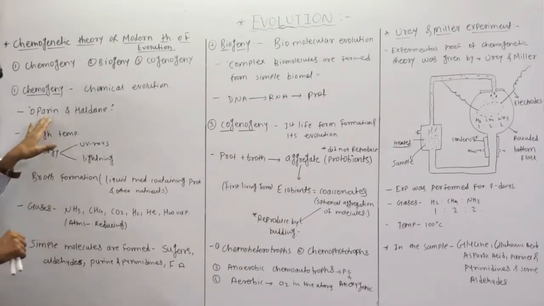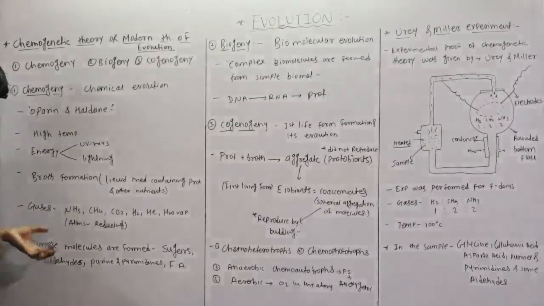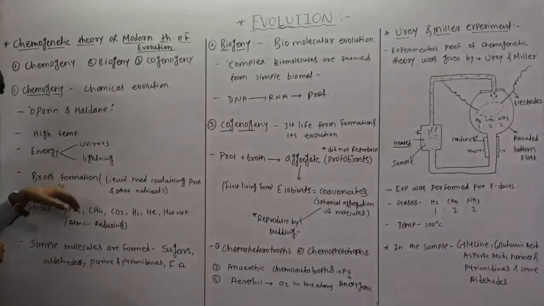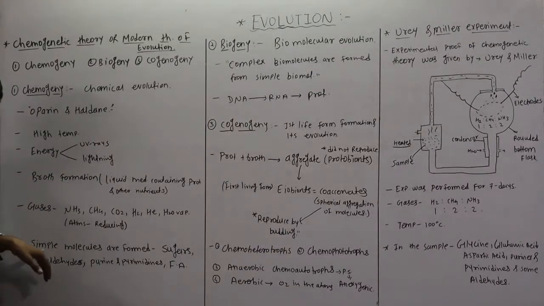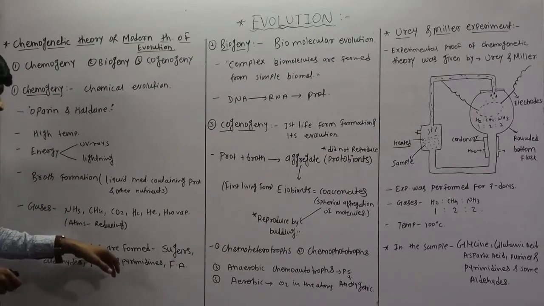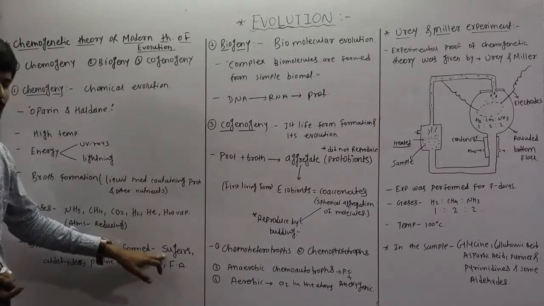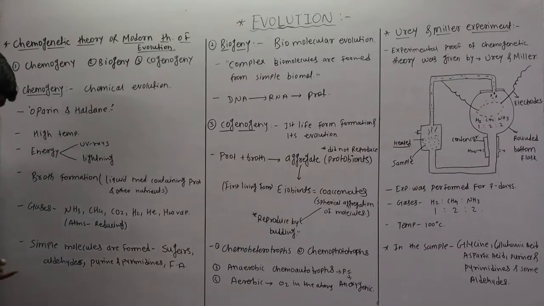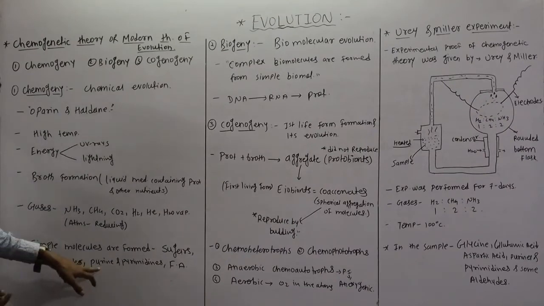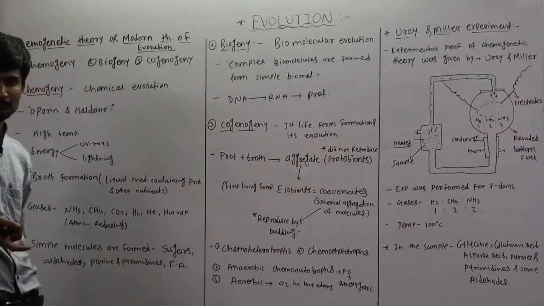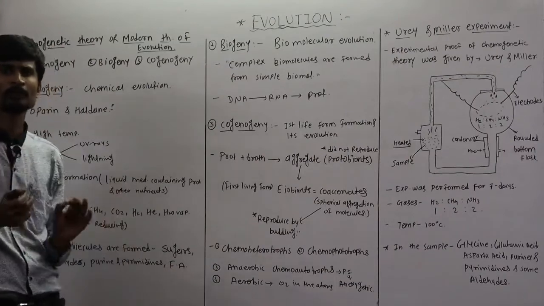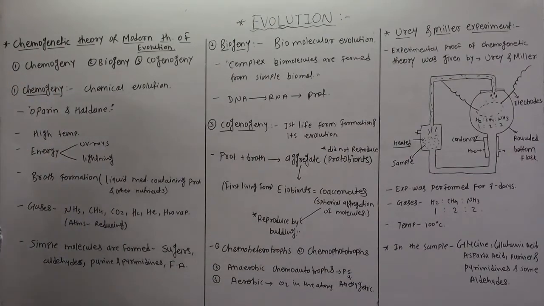And so Oparin and Haldane told that due to the broth formation, these gases result in the formation of simple molecules. Simple molecules like sugar are formed, meaning glucose and so on. Then aldehydes, then purines and pyrimidines, that is nitrogen bases, and fatty acids are formed, that is the simple molecules. So this is the chemogeny part, that is chemical evolution.